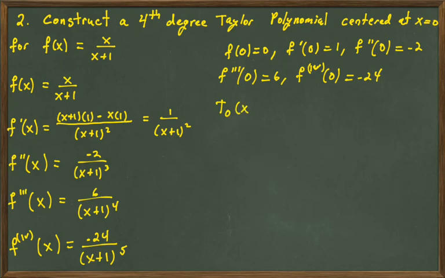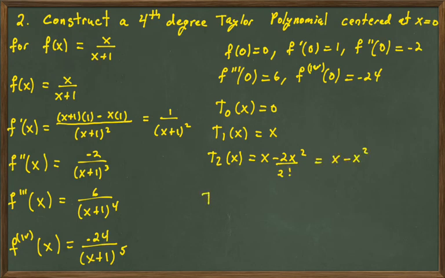So then our zeroth degree Taylor polynomial is going to be 0, and the first degree Taylor polynomial is going to be x. The second degree Taylor polynomial is going to be x minus 2x squared over 2 factorial, which is going to be x minus x squared. The third degree Taylor polynomial is going to be x minus 2x squared over 2 factorial plus 6x cubed over 3 factorial, which is going to be x minus x squared plus x cubed. 3 factorial is 3 times 2 times 1, which is going to be 6.